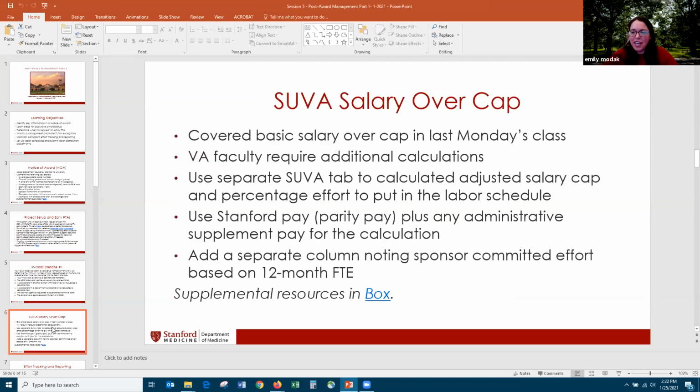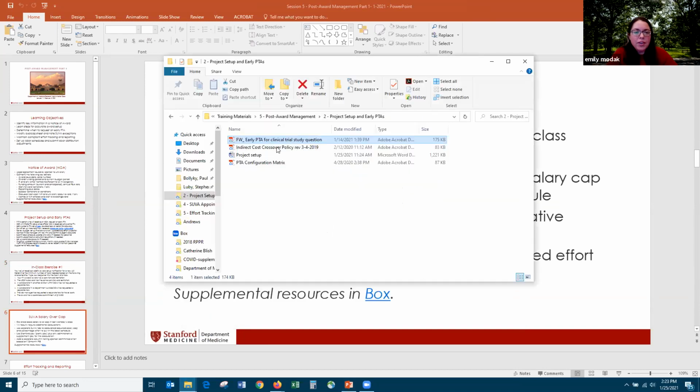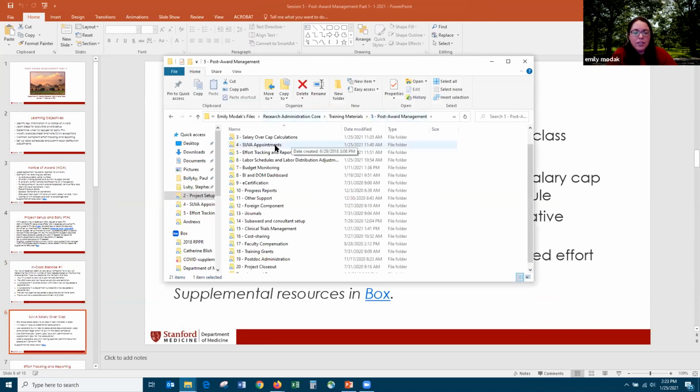Next thing I want to talk about is SUVA salary over the cap. I'm not going to be able to do this topic complete justice today, but I at least want to give you a heads up on some of the key issues and also just show you how we handle it in the RAC to manage these effectively.